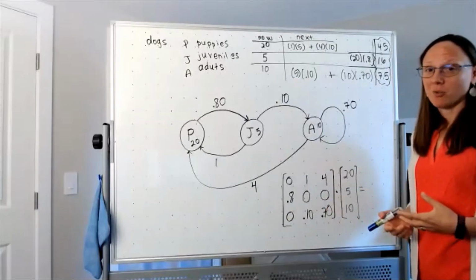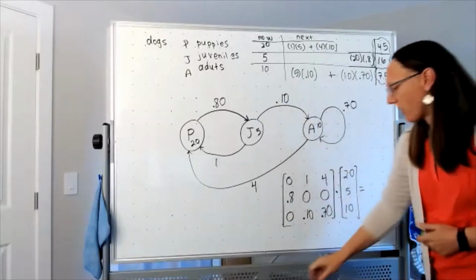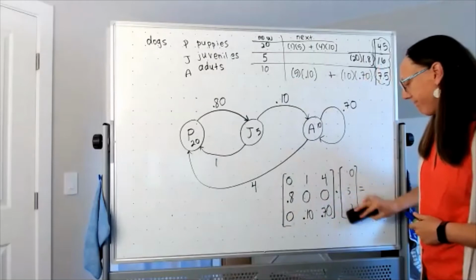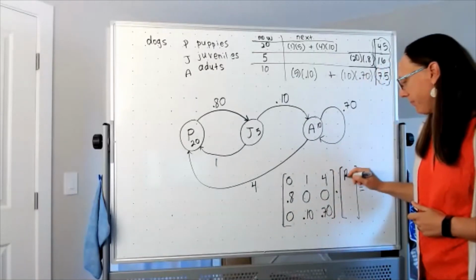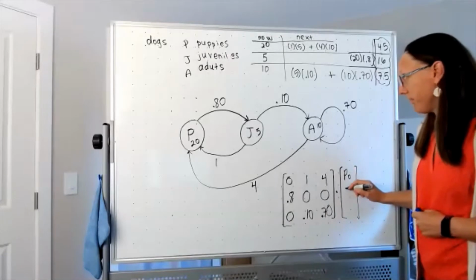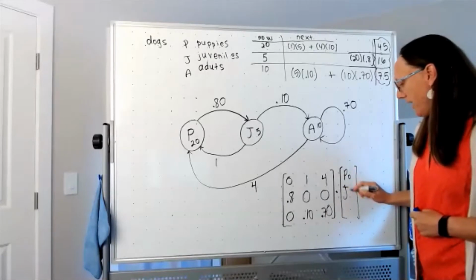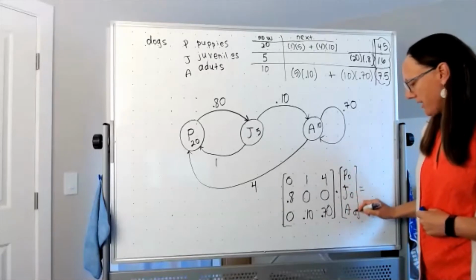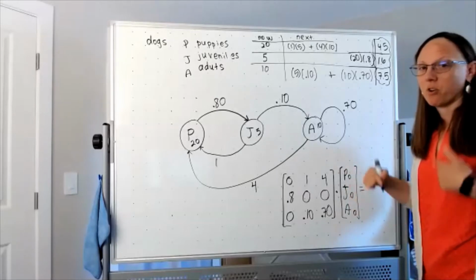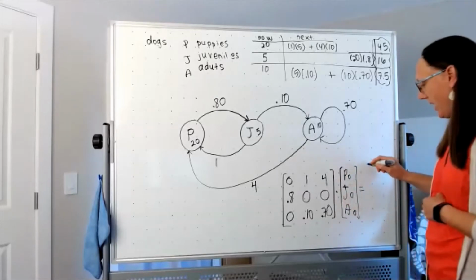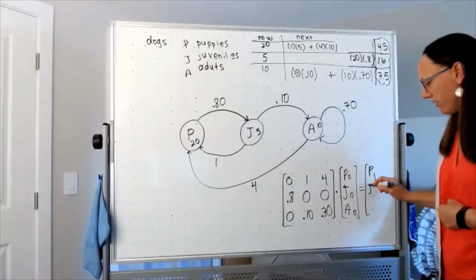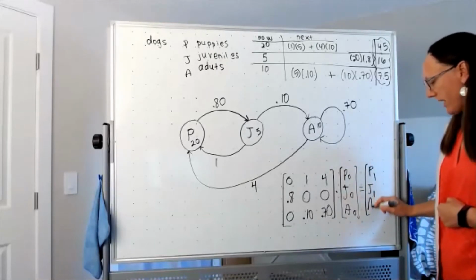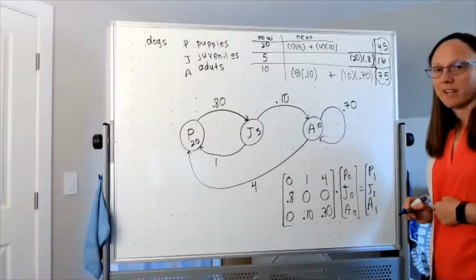Now, if we wanted to do this for a generic starting point that I will call P naught, J naught, A naught, then after one cycle, I would have the values for puppies after one cycle, juveniles after one cycle, and adults after one cycle.